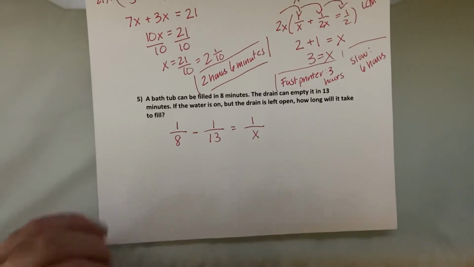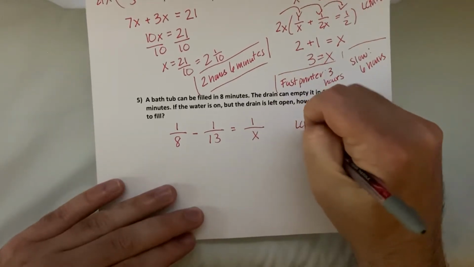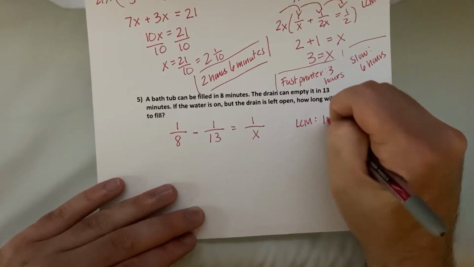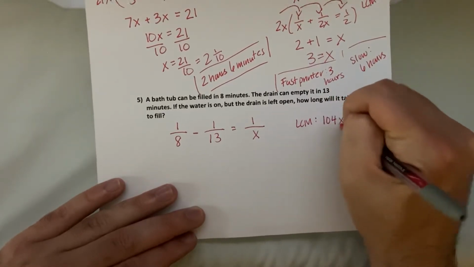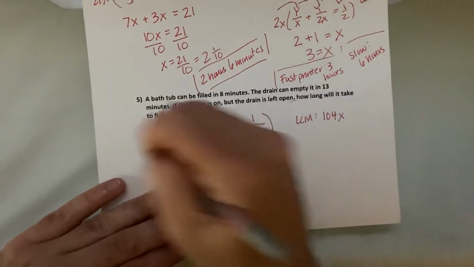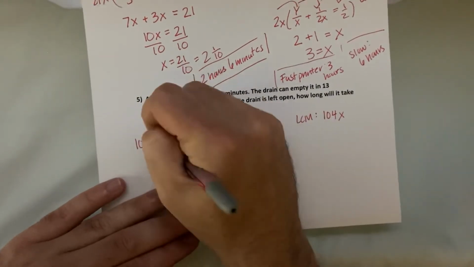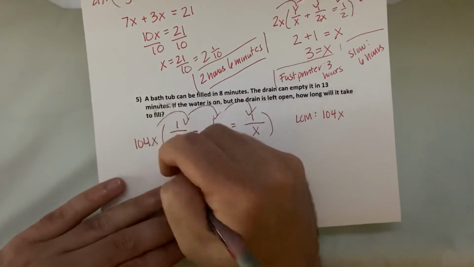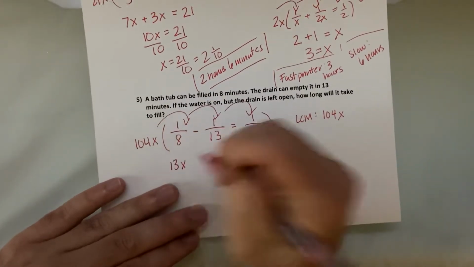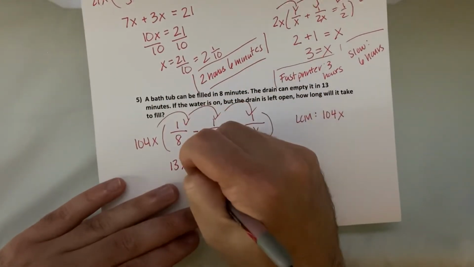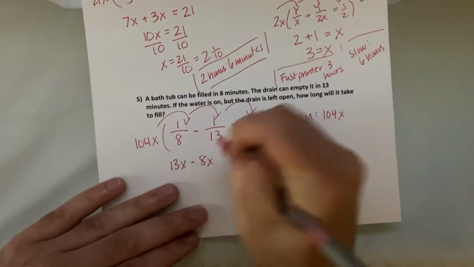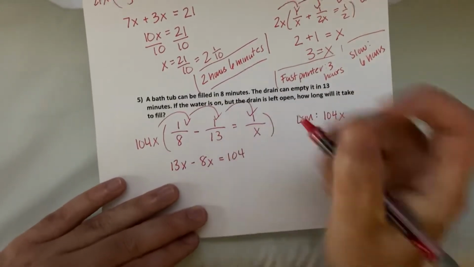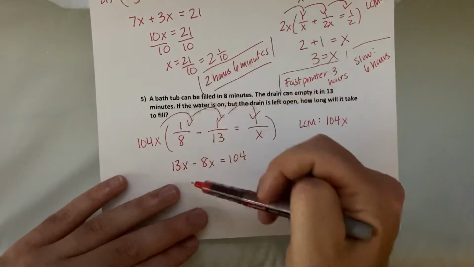the faucet. My least common multiple, I need to multiply 8 times 13 times x, which is 104x. And distribute. 104 divided by 8 is 13x. 104 divided by 13 is 8x, minus, and 104x divided by x is 104. So the setup is exactly the same, you just have a minus in between.